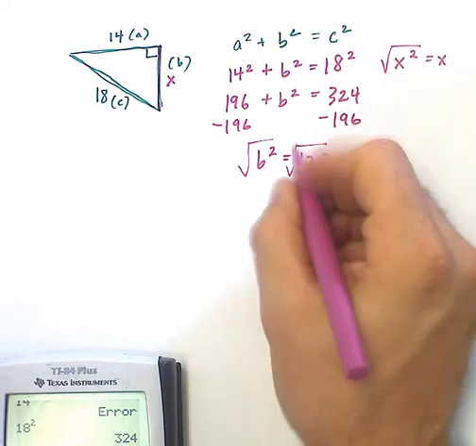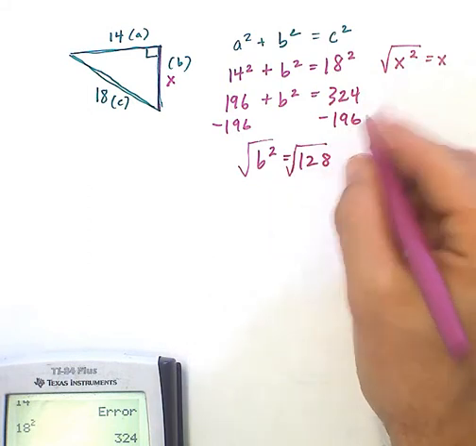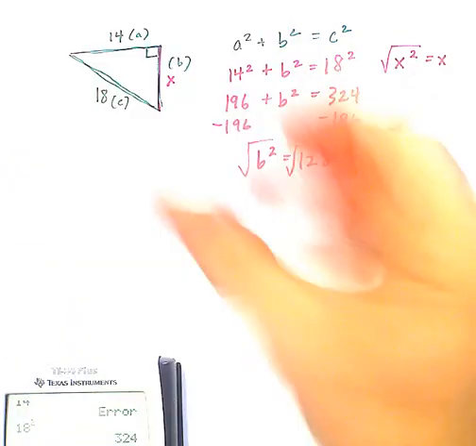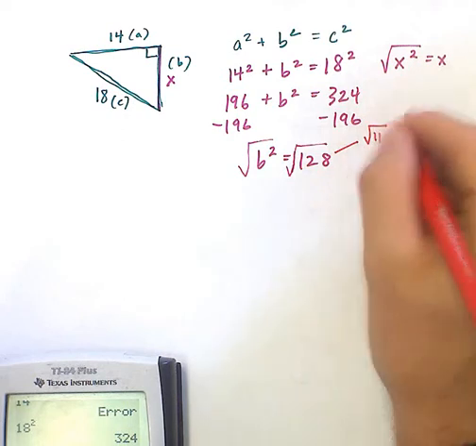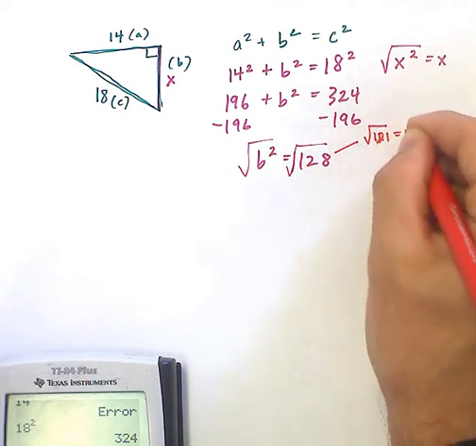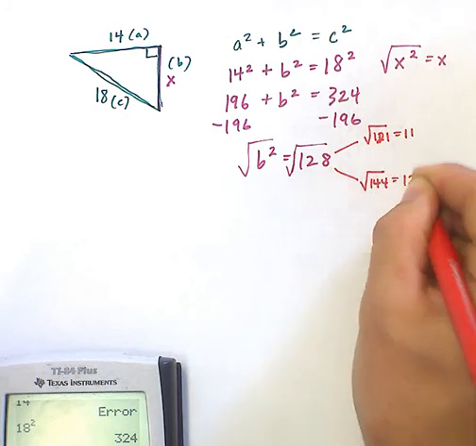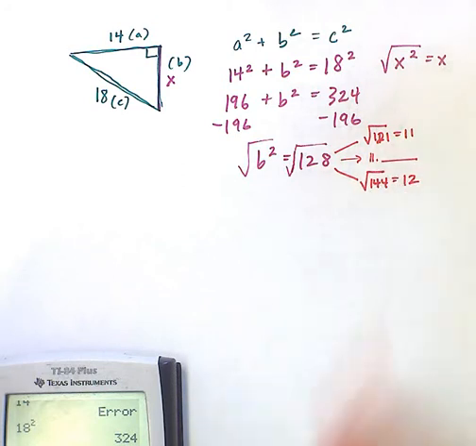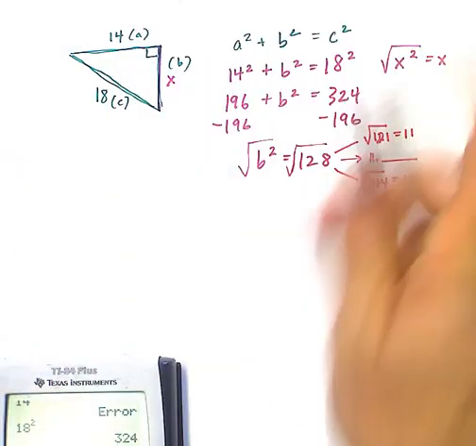Now, a couple things I want to consider. One, I know that the square root of 128 is in between the square root of 121, which is 11, and the square root of 144, which is 12. So I know this result is going to be somewhere in between 11 and 12. Now, simplifying the radical is important as well.